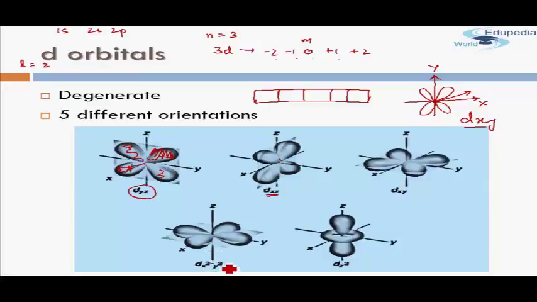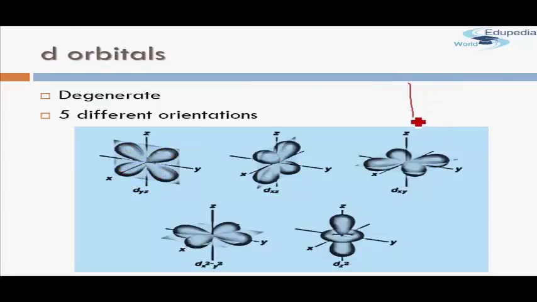Next is dx2 minus y2. Okay, so in this case it is a little bit different. Now see, here again you have X and Y, so the electron cloud density is going to be along the XY plane. Okay, it is not going to be along the XZ or YZ plane. Alright, but the orientation is a little bit different than DXY. In DXY, the electron cloud density was present in between the axes, that is, this is the X axis, this is the Y axis. So in DXY, the electron cloud density is present over here. Alright, between these two axes.